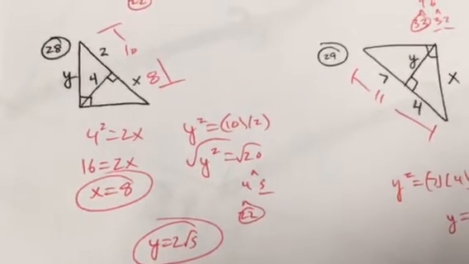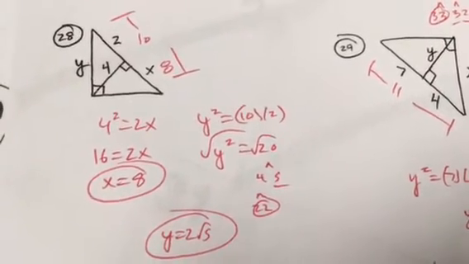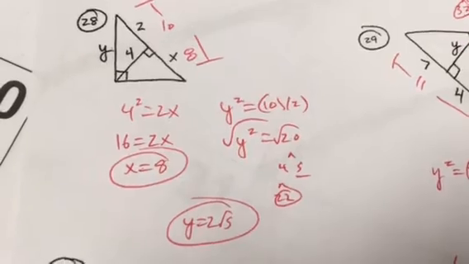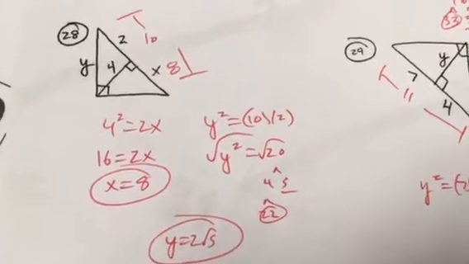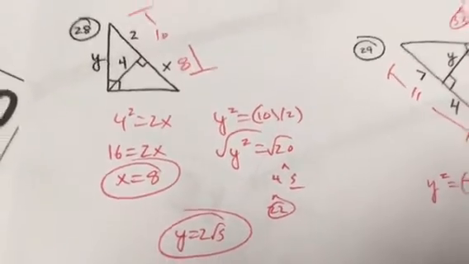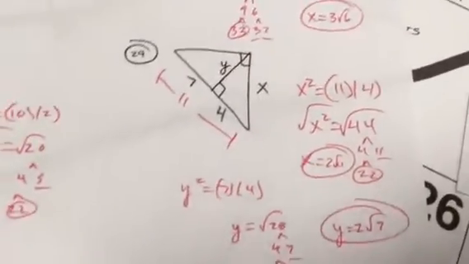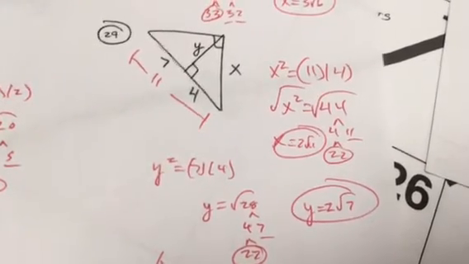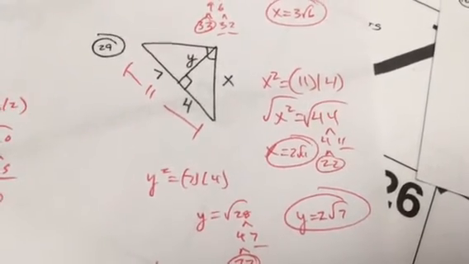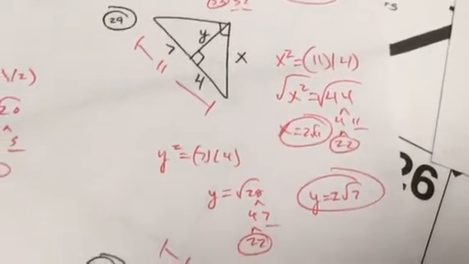28, height squared is one part of the hypotenuse times the other. That's how you get x is exactly 8. The whole hypotenuse is now 10. Plug 8 in for x. Y squared is the whole hypotenuse 10 times the part it touches. Root 20 is 2 root 5. On 29, y is the height. Y squared is one part of the hypotenuse times the other. X is a leg. Leg squared is the whole hypotenuse times the part it touches.